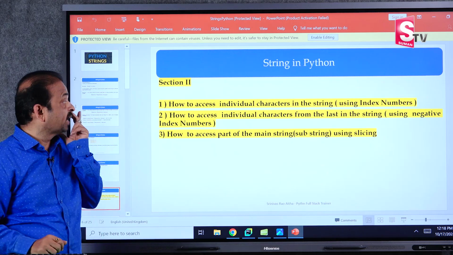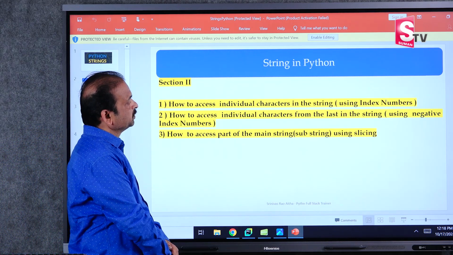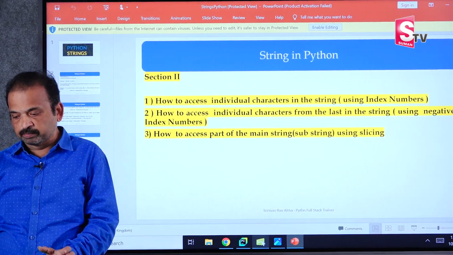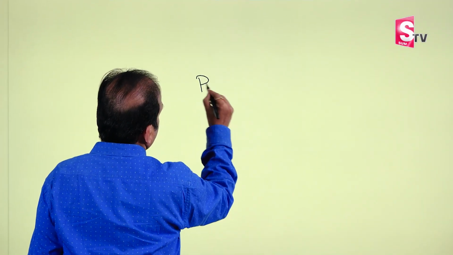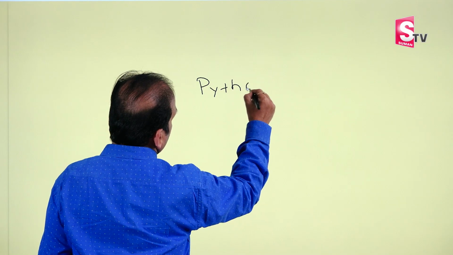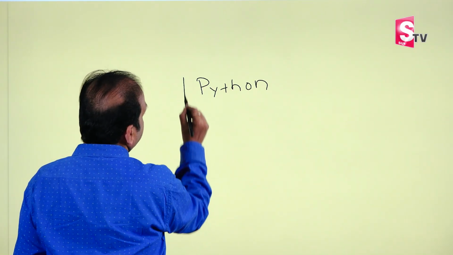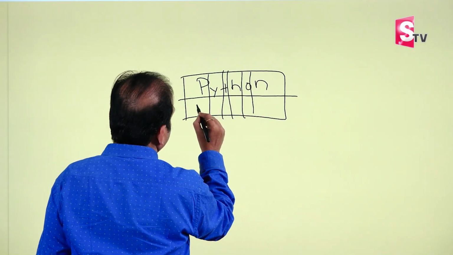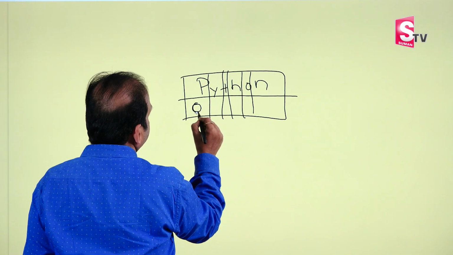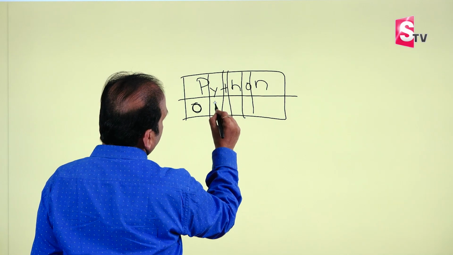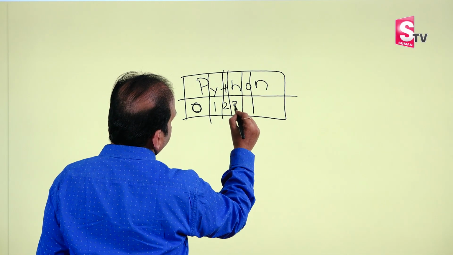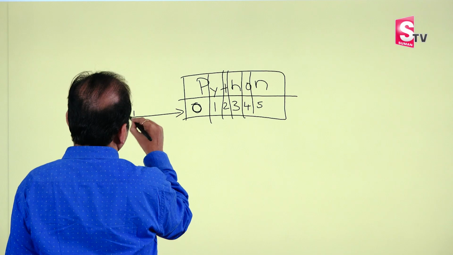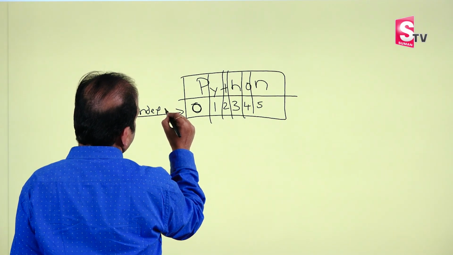Now next is how to access. I want to access some characters from the string. Every string maintains index numbers. For example, I have one called Python. The index number starts from 0 from the left hand side. The index number of P is 0, index number of Y is 1, for T it's 2, for H it is 3, O is 4, and the last character is 5. So these are called index numbers. Every string maintains index numbers.